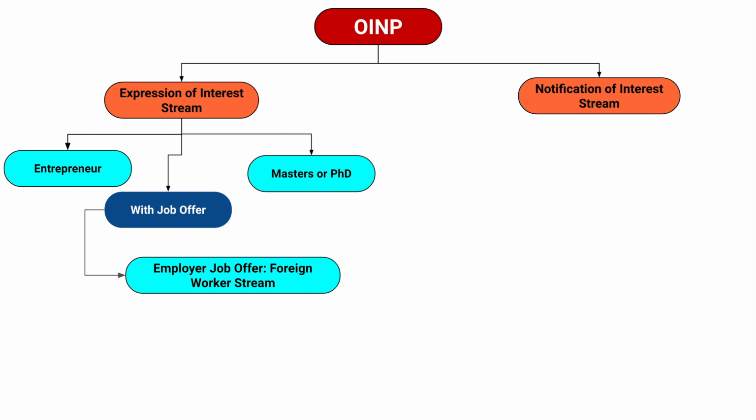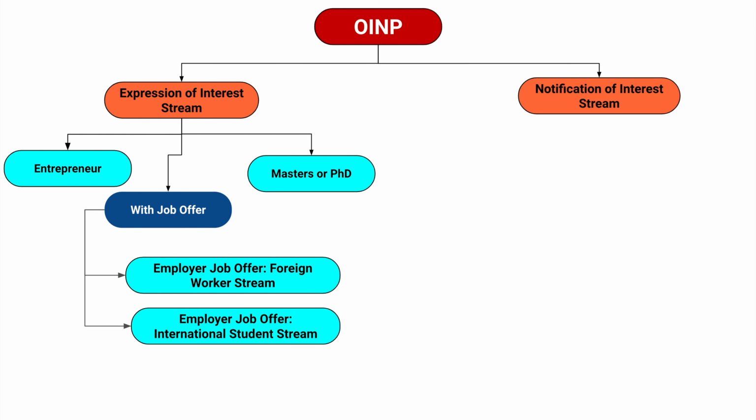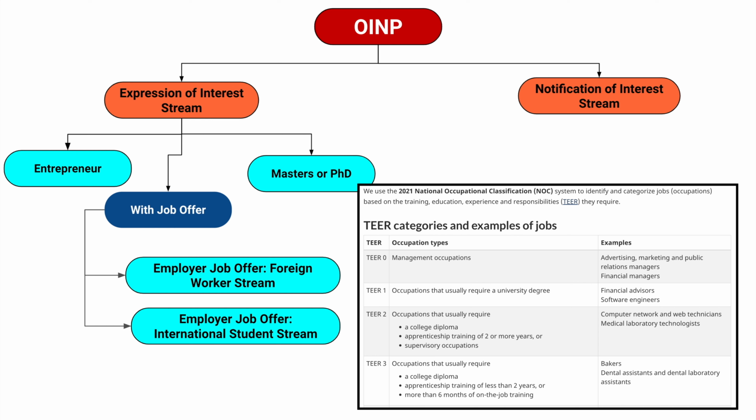The second one is the Employer Job Offer International Student stream. If you are an international student who has completed your studies in Ontario and you have a job offer from an Ontario employer, then you can apply through this stream. These are the NOC codes under which you should have the offer letter.